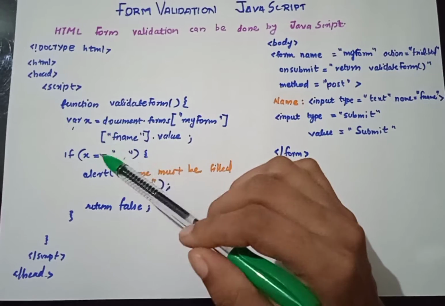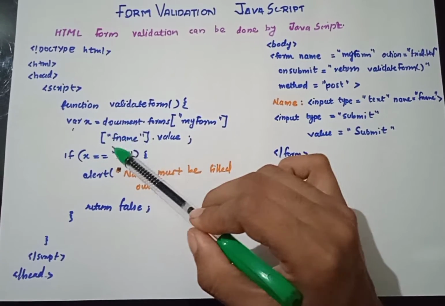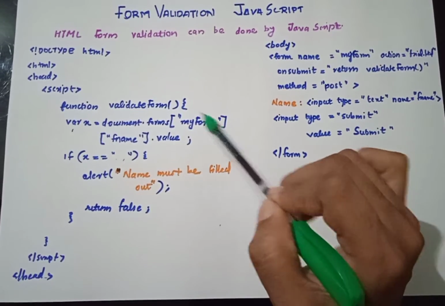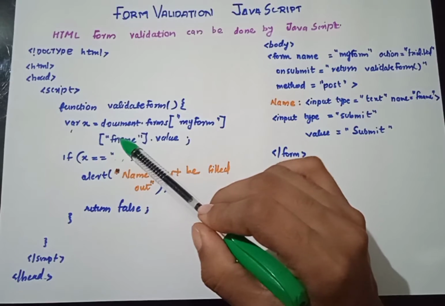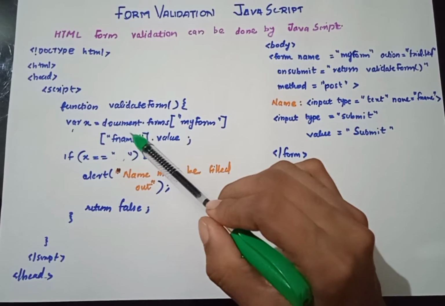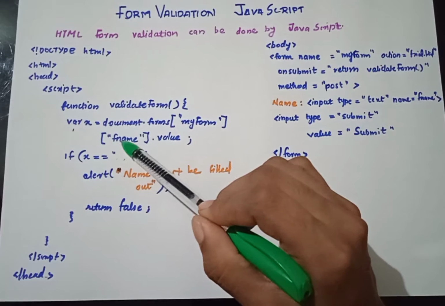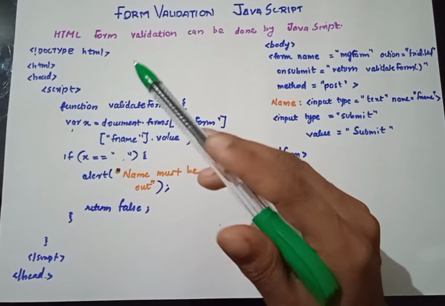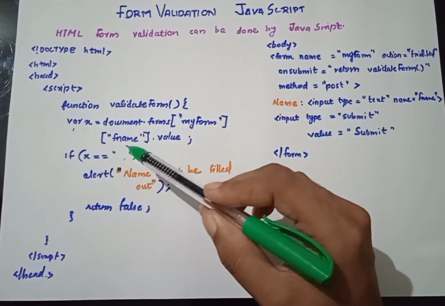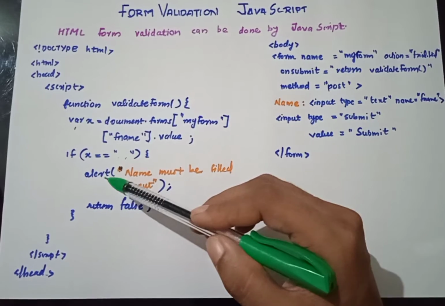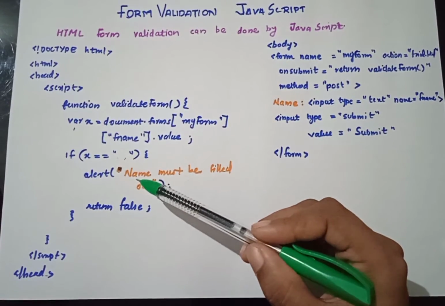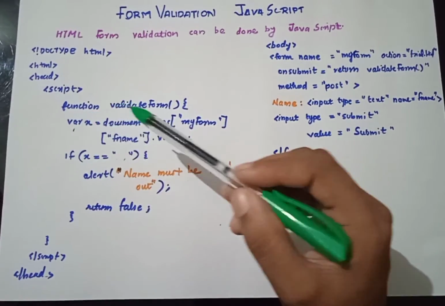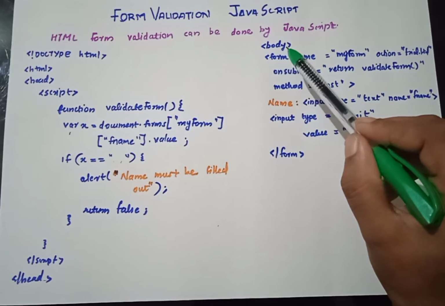Here we will be validating the fname, that is fname is an attribute inside the myForm. So that is the form myForm, and here is a name. We are going to check whether this name is filled or not. If it is not filled, it will give an alert. When this condition becomes true, what will happen? It will send an alert message saying that name must be filled out, and if not, it will return false, and we'll get back to the body part.